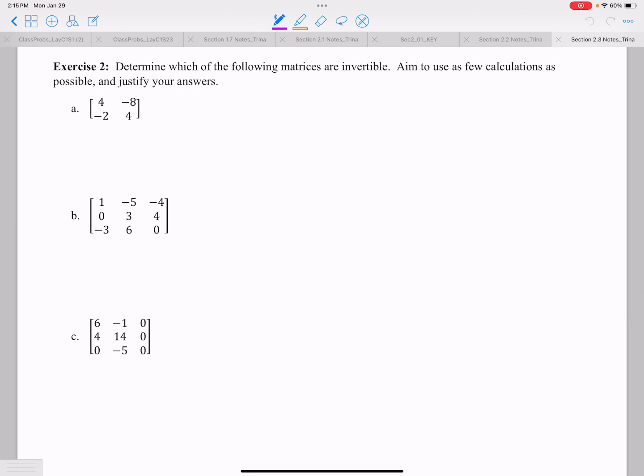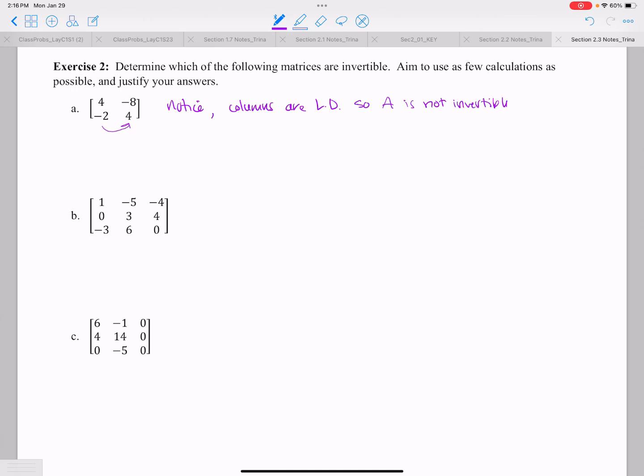In exercise 2, we're going to look at some different matrices, and I just want to determine, is the matrix invertible or not? You can really use any of those ideas that we saw in that theorem. If I just look at the columns of this matrix, I can get from column 1 to column 2 by multiplying by 2. So I'm going to say notice the columns are linearly dependent, so A is not invertible.